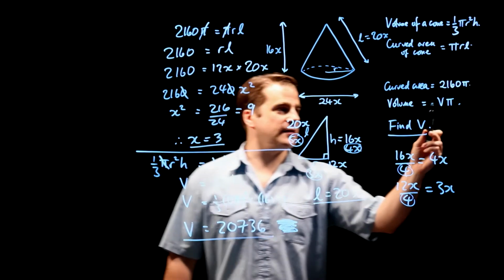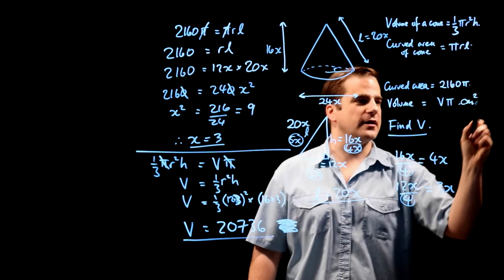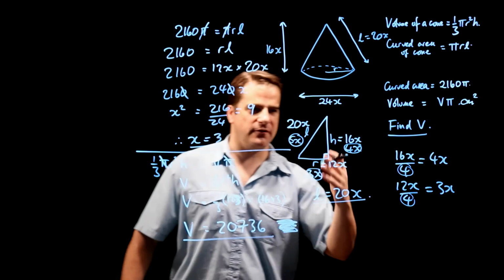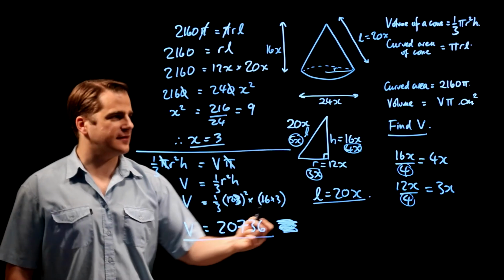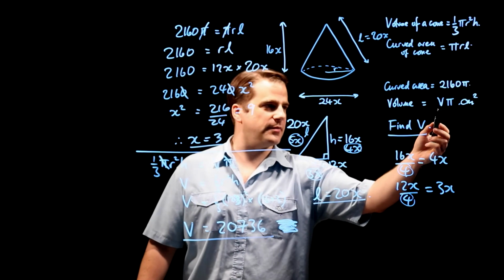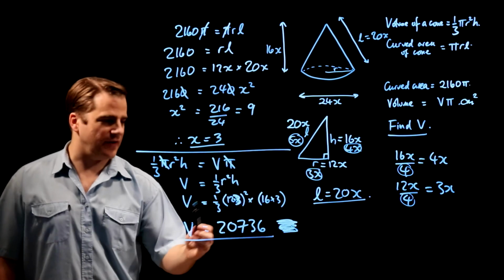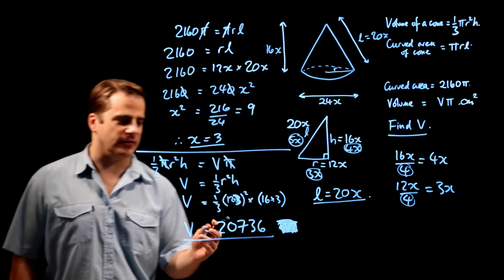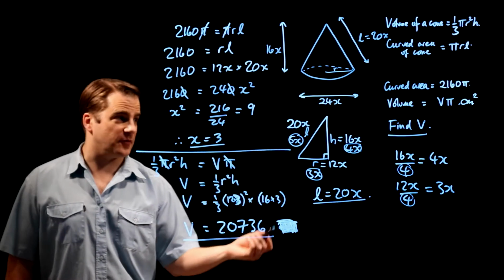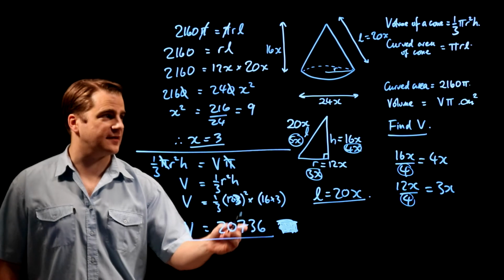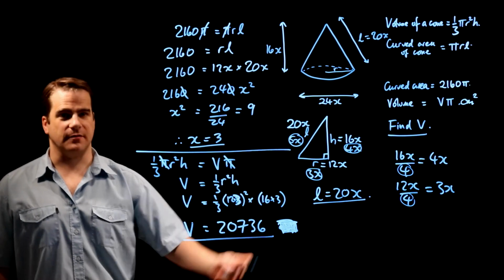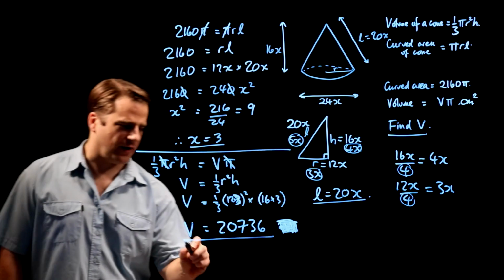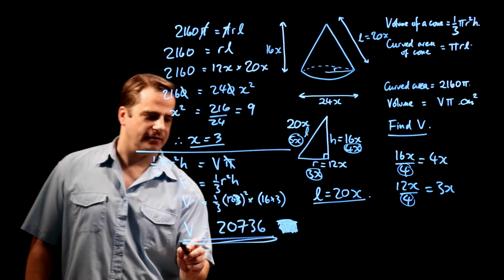The volume of this thing is V pi centimetres squared. They just irritatingly chose V. Normally V is volume, but in this case they said the volume is this number they picked, V times pi. So V is just a number. It wouldn't have units of centimetres squared. V times pi, so 20736 pi, would have units of centimetres squared. That's not that important. The important thing is you know how to get that.